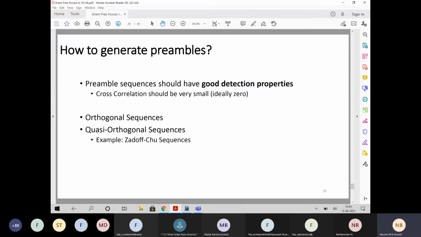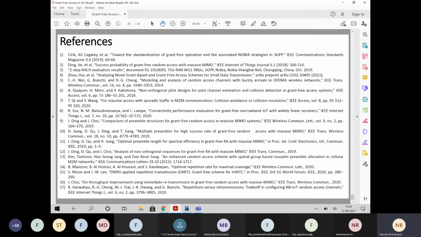Okay, so with that I would like to conclude my talk. These are all different papers in grant free using which I have summarized the slides. That's it. I know this was very different from my first session. The first session was kind of an overview. This is more of an in-depth session, but I hope by now you have got some idea of grant free access. So if you have any questions, please go ahead and ask me.